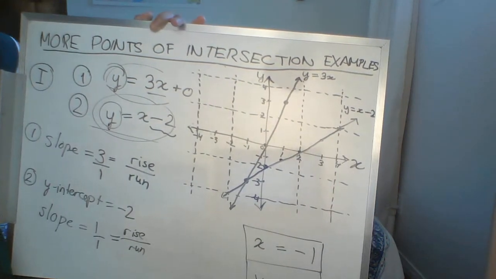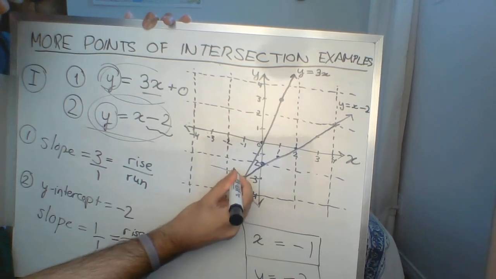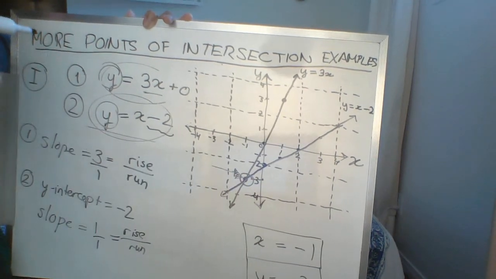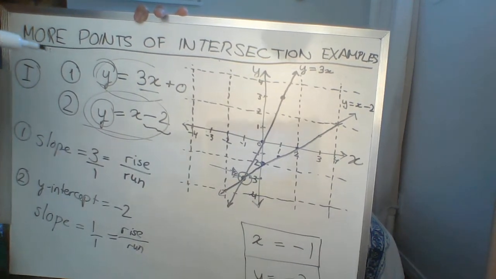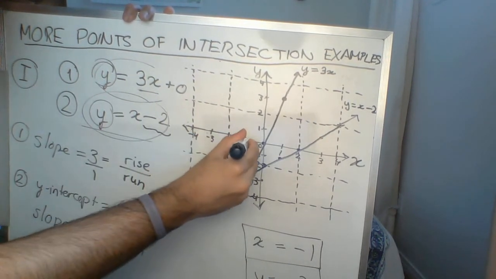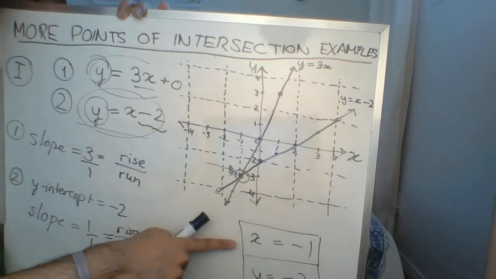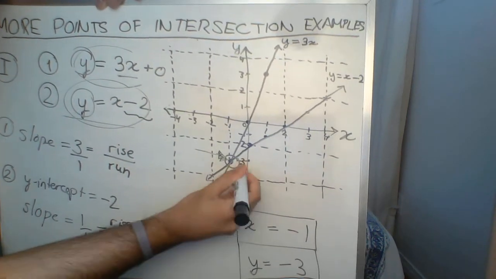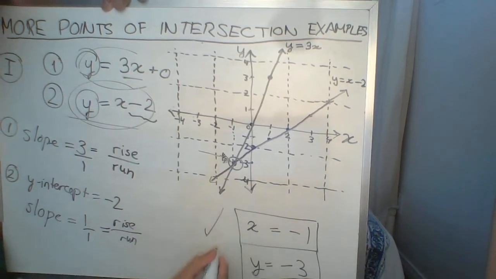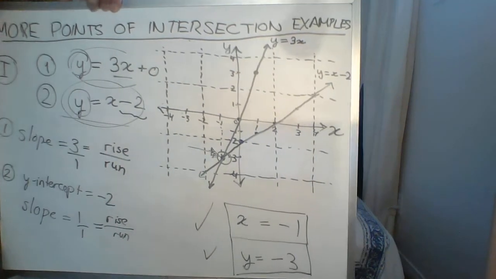All right, and so there we go. Those are our two lines, and we can see that they cross at this point over here, right? This dot right here is where they both cross. And if we look at the x and y coordinates of that point, our x coordinate is negative 1, right? Which is exactly what we got when we were doing the calculation. And then our y coordinate is this negative 3 down here, which is also exactly what we got when we were doing the calculation.